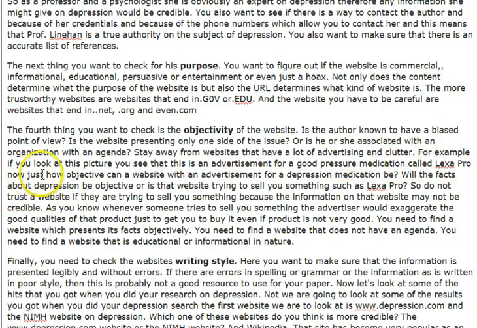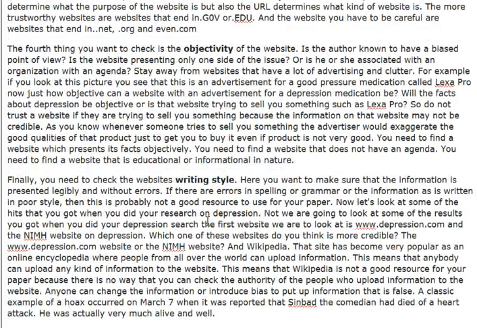For example, if you look at the picture, you see that this is an advertisement for good pressure. So you have to see whether or not the website is an ad. If the website is an ad or a commercial, it is not a valid source for your paper. And the most valid sources for your paper are actually peer-reviewed sources that you can find in the APIS library.